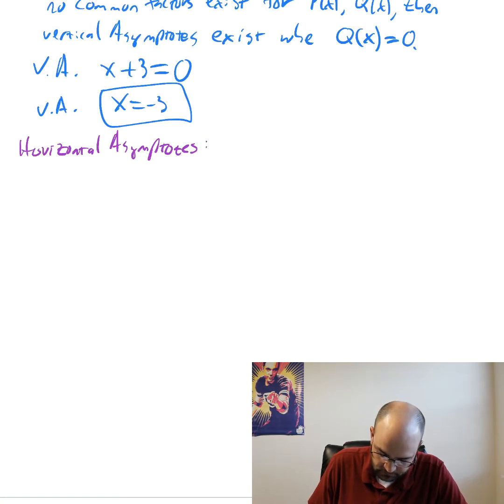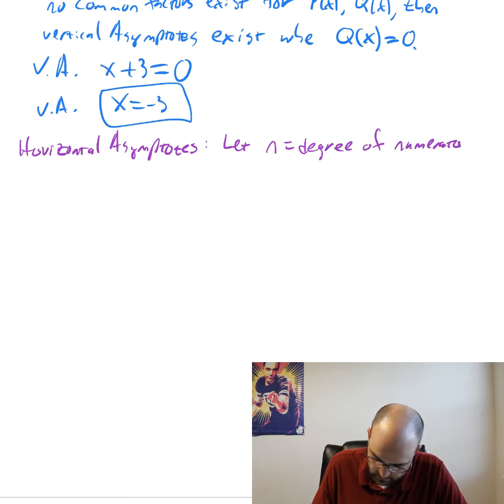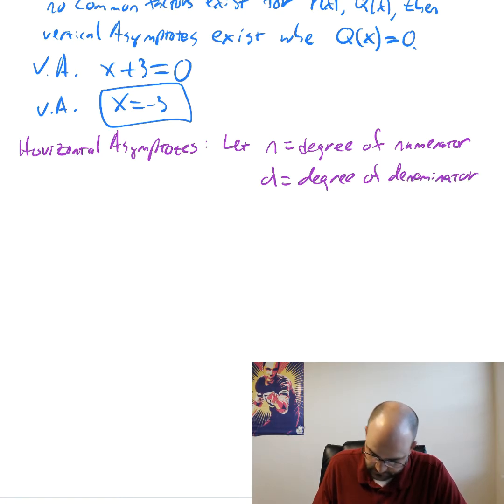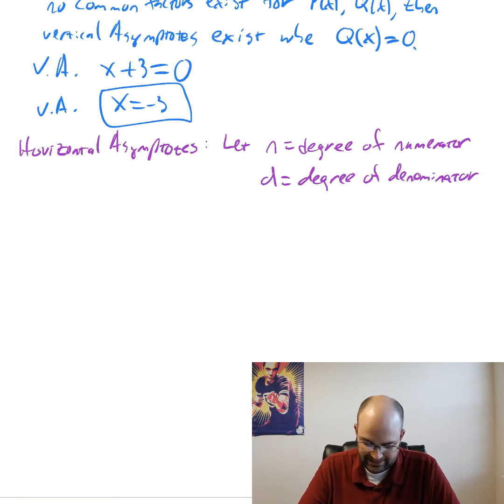What I'm going to do is let n equal the degree of the numerator, and let d equal the degree of the denominator. So n is the degree of the numerator, d is the degree of the denominator.